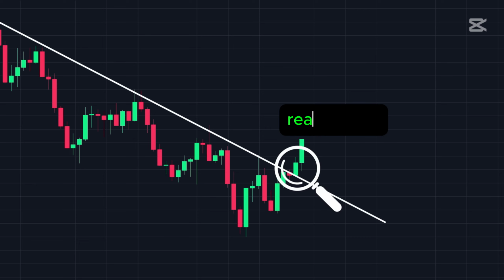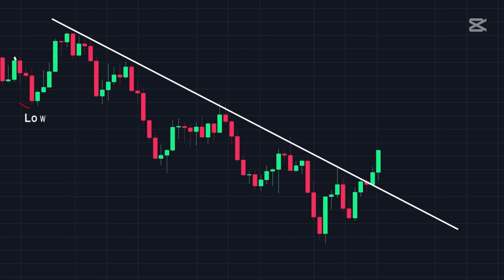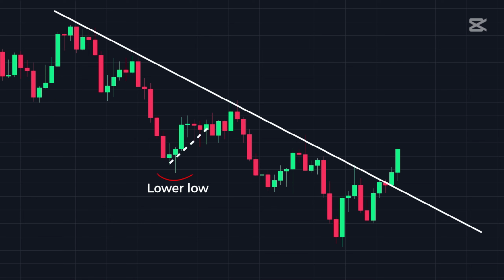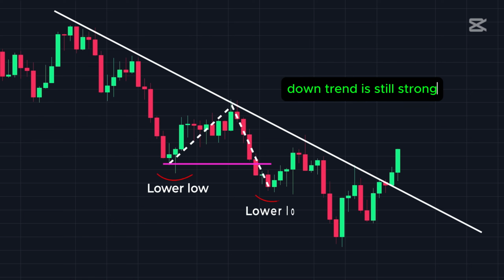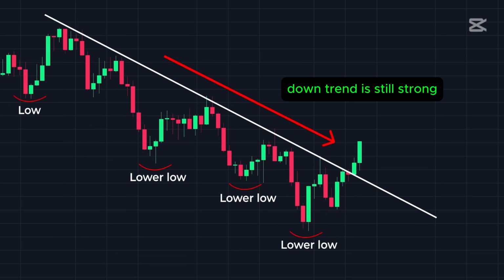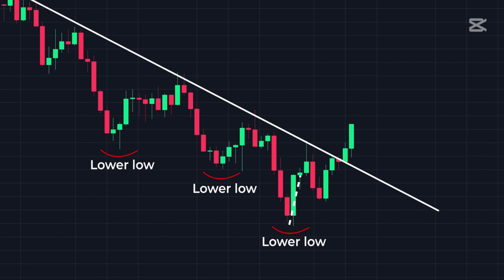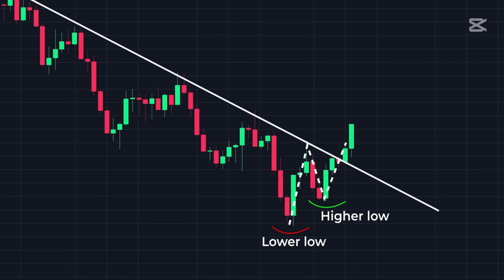To determine if this is a real breakout, we need to analyze market structure. Market structure analysis example: when the price creates a new lower low and then continues breaking that low to form another lower low, it indicates that the downtrend is still strong. However, if before breaking the trend line, the price stops making lower lows and instead forms a higher low, it means the downtrend is weakening.